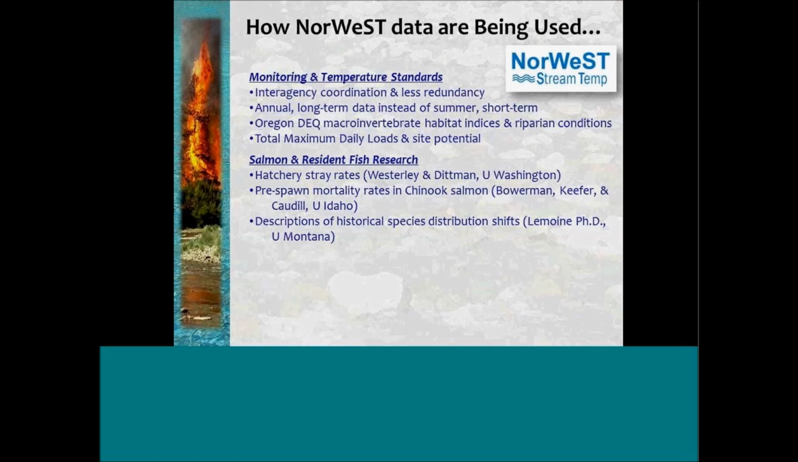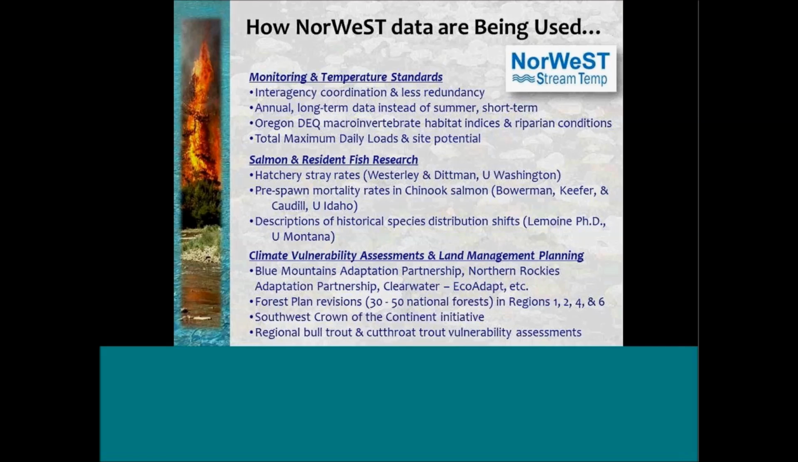And the NorWeST scenarios basically gave them a standardized way of looking at that across all the hatcheries and across all the different years. Folks at the University of Idaho, Tracy Bowerman, Matt Kiefer, and Chris Caudill have also pulled together a big pre-spawning mortality database on Chinook salmon across the interior Columbia, and they're looking at those mortality rates relative to, again, the standardized predictions of temperature that NorWeST can provide. And then other folks are using the historical scenarios and maps as a predictor variable in species distribution models for a variety of different species.